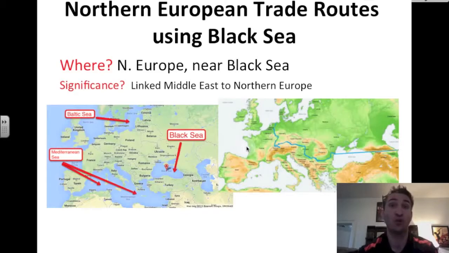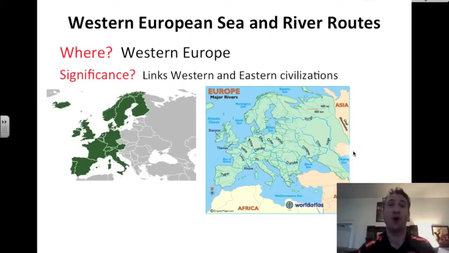Another trade route was the Northern European trade routes using the Black Sea. Here's the Black Sea, one of the biggest bodies of water in Europe, and you see how it links the Middle East and Eastern Europe to Northern Europe and Western Europe. And here is one of the routes you might take to get to Northern Europe from the Black Sea. Western Europe also had a sea and river route. Many routes, I might add, because there were so many rivers that linked west to the east. And here is Western Europe in green, countries that make it up.